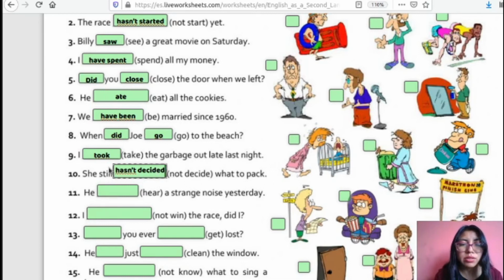Pay attention to the position of still. Okay, we are going to collocate it after the subject. There is the position.